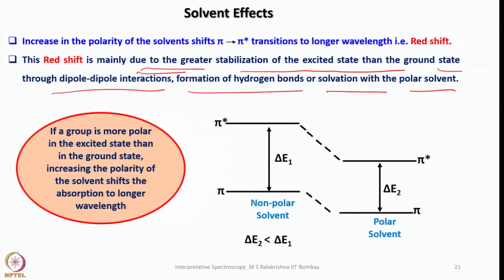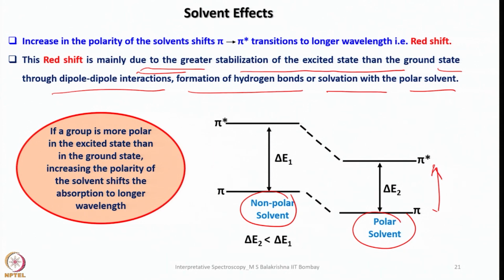The red shift is mainly due to the greater stabilization of the excited state than the ground state through dipole-dipole interaction. This is probably due to hydrogen bonding or solvation with the polar solvent. So you can see the situation in non-polar solvent, this is the one, and in the polar solvent this gap decreases and it goes to red shift, that means longer wavelength.